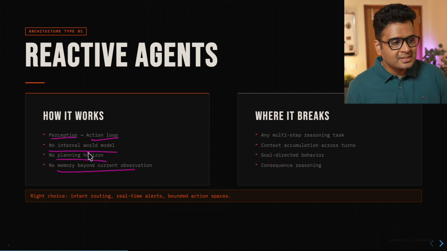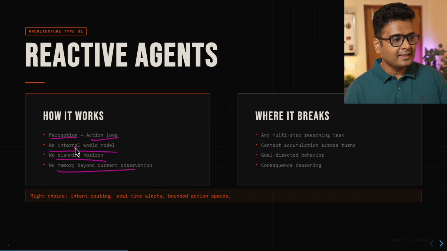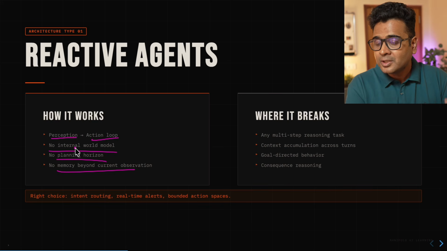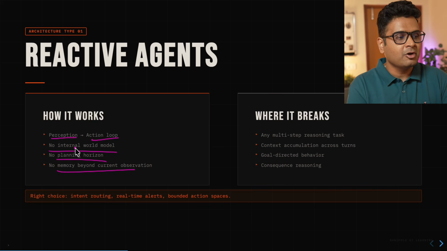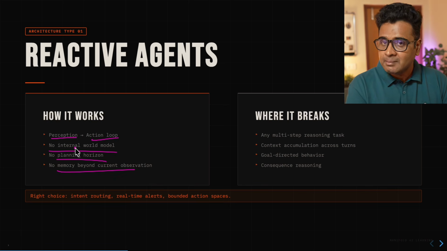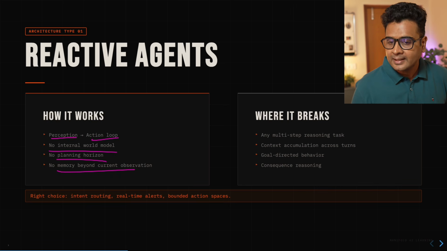The failure mode is also obvious. If you give it a task which requires more than one step of reasoning or any form of context accumulation, then the reactive agent will degrade immediately. It cannot reason about consequences. It cannot perform planning.